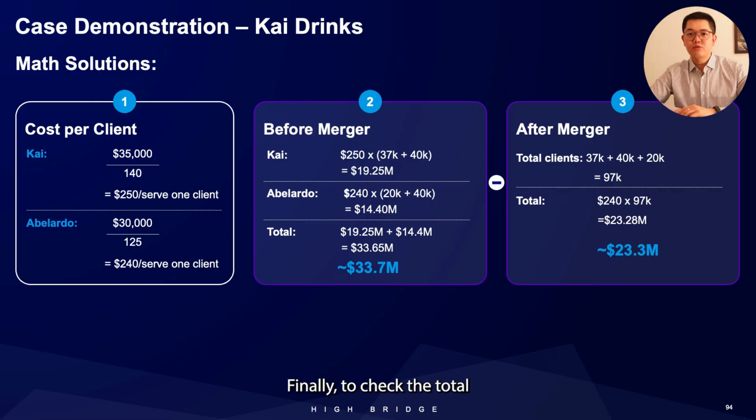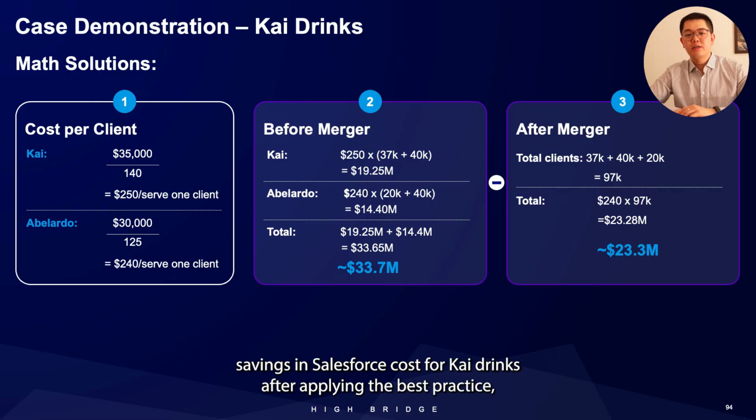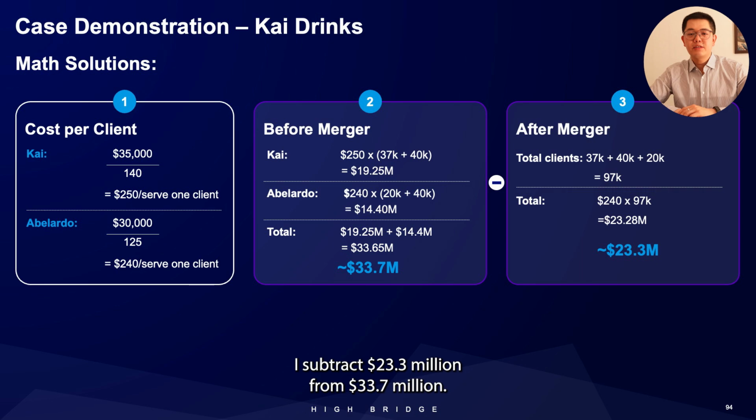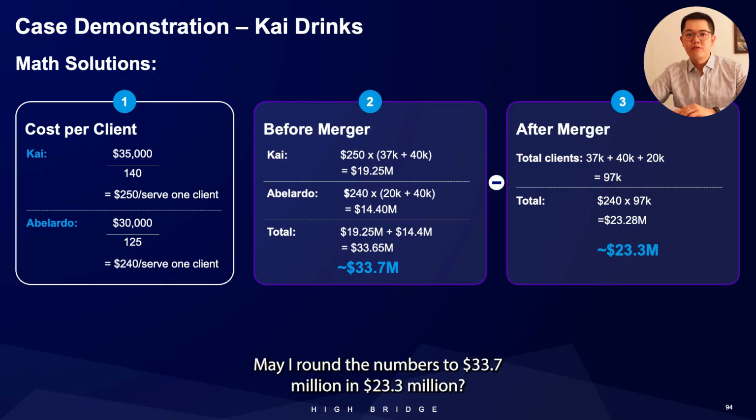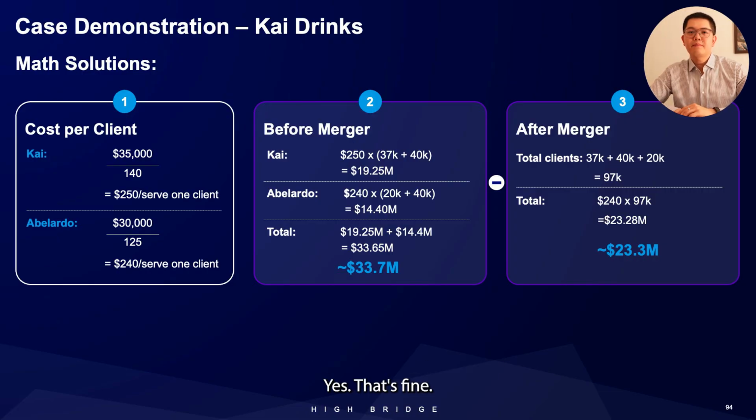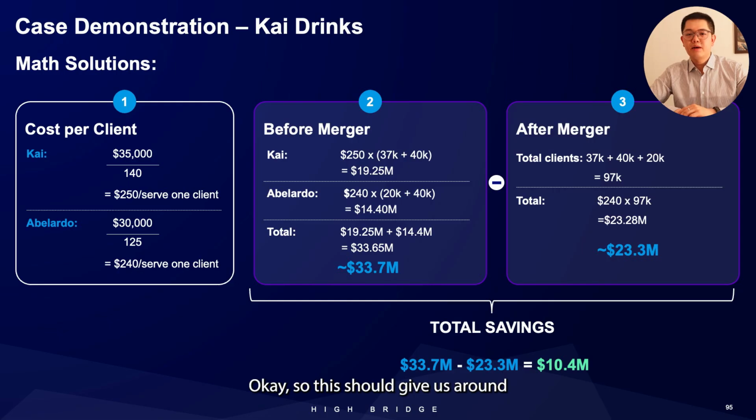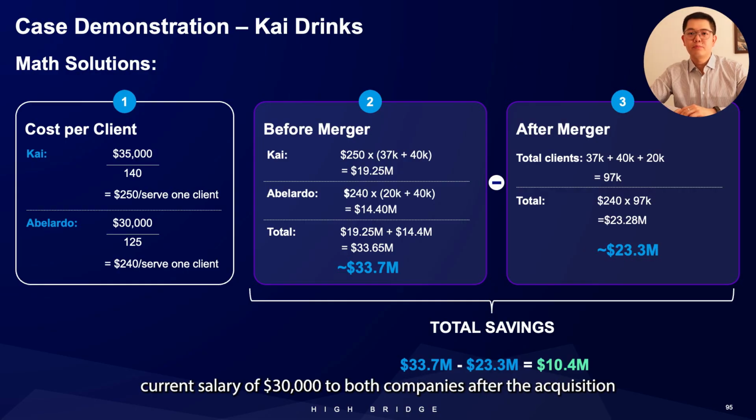Finally, to check the total savings in sales force cost for Kai Drinks after applying the best practice, I subtract $23.3 million from $33.7 million. May I round the numbers to $33.7 million and $23.3 million? Yes, that's fine. Okay, so this should give us around $10.4 million in savings in sales force cost. This is a very good cost synergy if we apply Abelardo's current salary of $30,000 to both companies after the acquisition, and this saving impact will accumulate year after year.